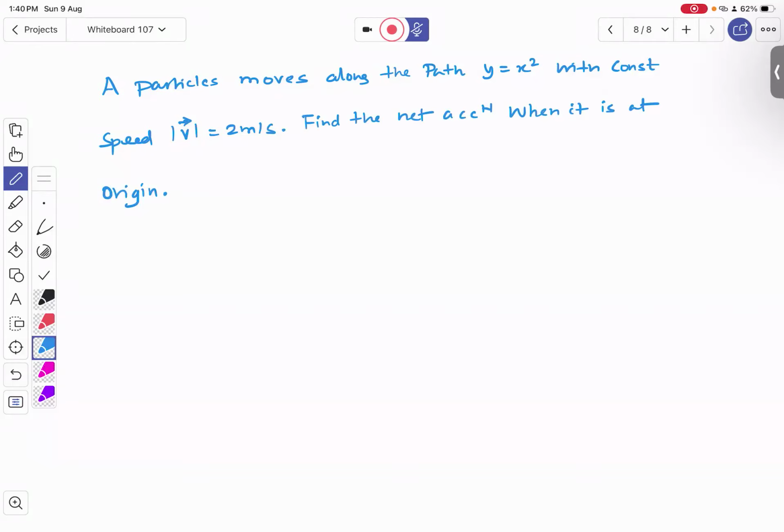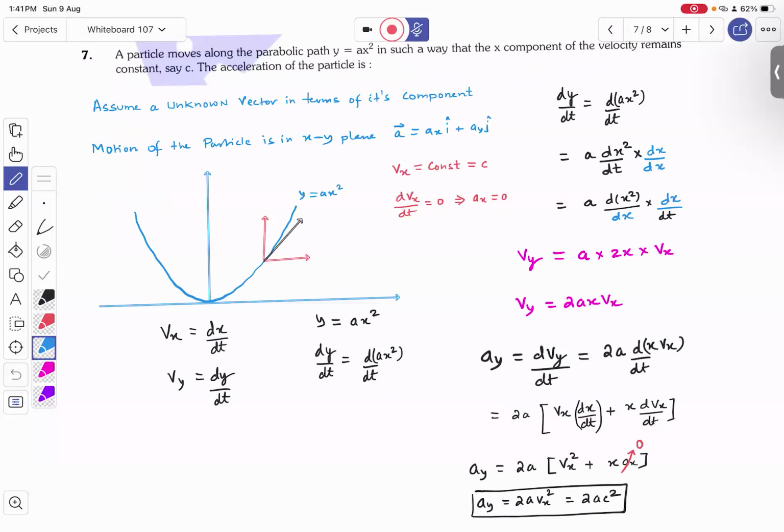So I don't have to find it at any other place. I have to find it when it is at origin. There, in general, they told us to find the acceleration of the particle, meaning we have to find acceleration as a function of time or at any general point. And we found that at any general point, the acceleration along y is 2ac square, and that is constant, no?